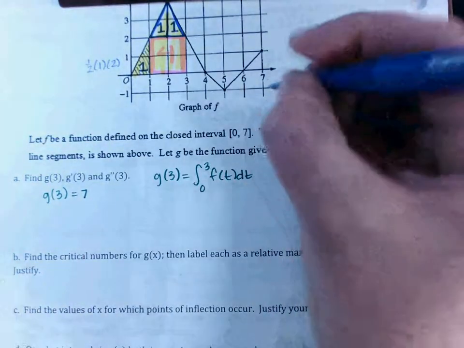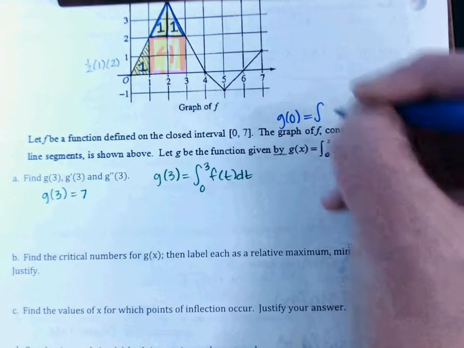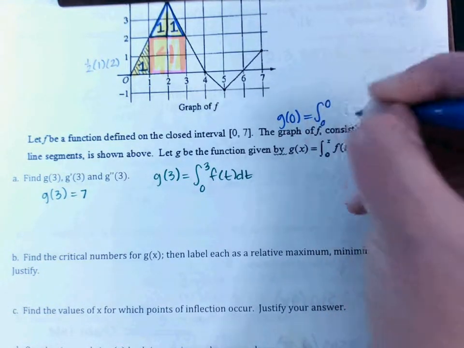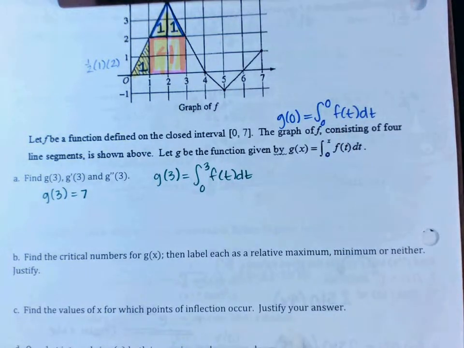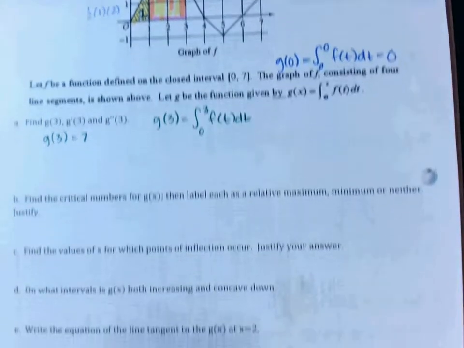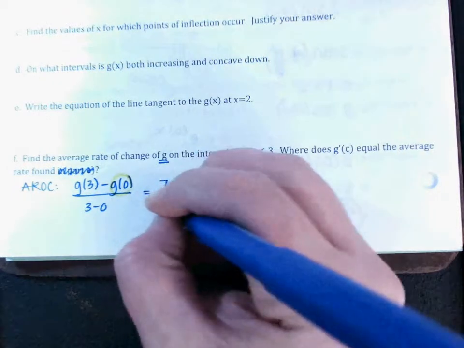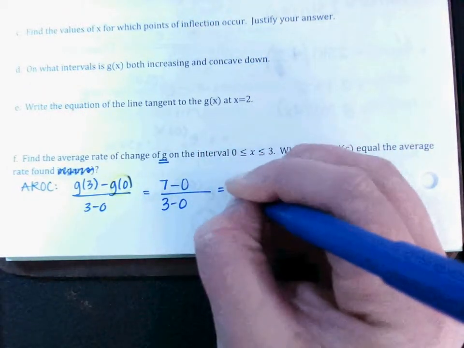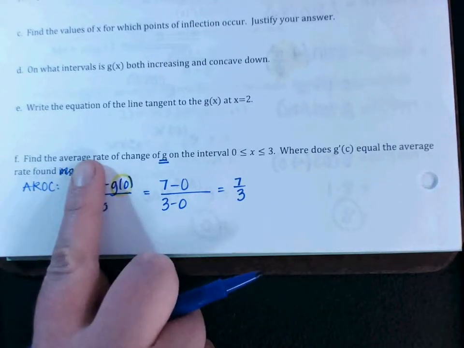So come up here to the top. G of 0 is going to be the integral from 0 on the bottom, and if my x is 0, it's also a 0 on top. Well, the integral from 0 to 0 comes out to be 0. Okay? So come back down here to your average rate of change. It's 7 minus 0 over 3 minus 0, which comes out to be 7/3. Now notice this isn't position, velocity, or acceleration, so we don't have to worry about units.